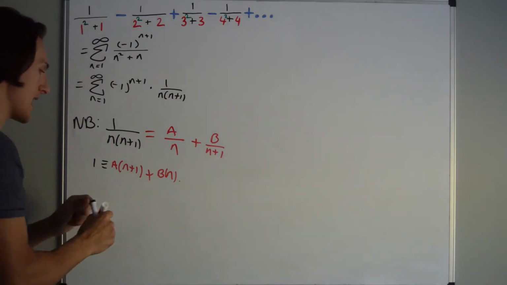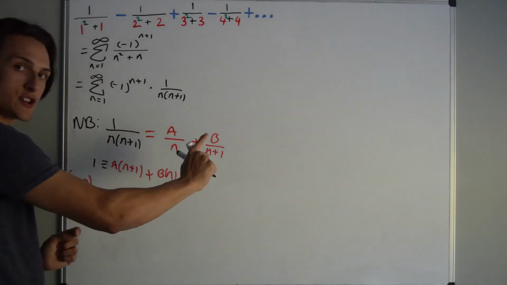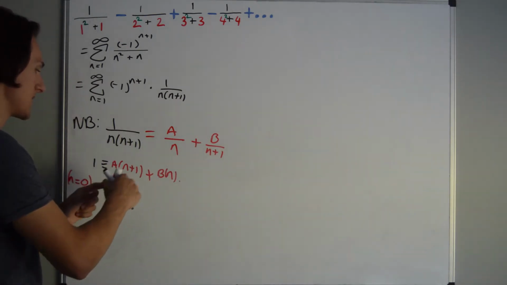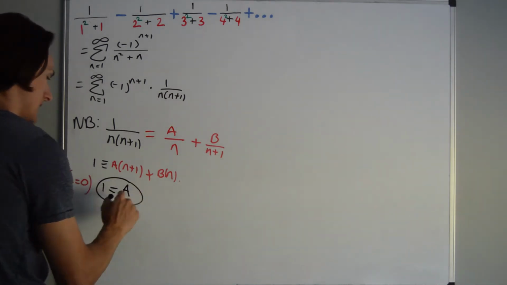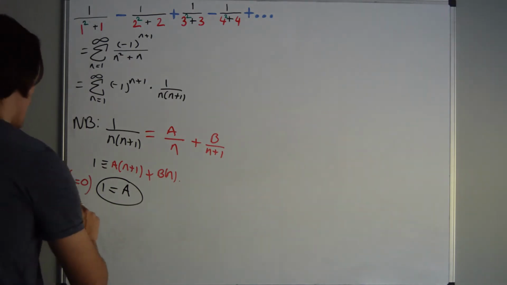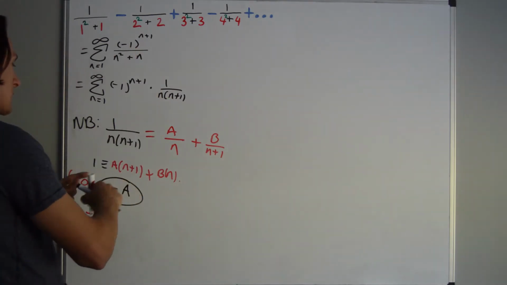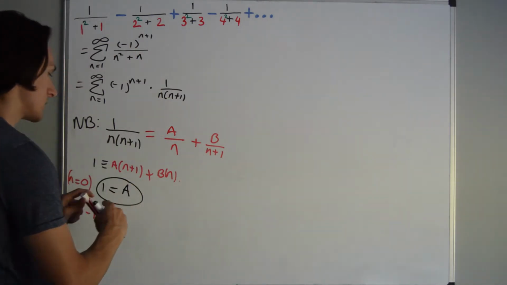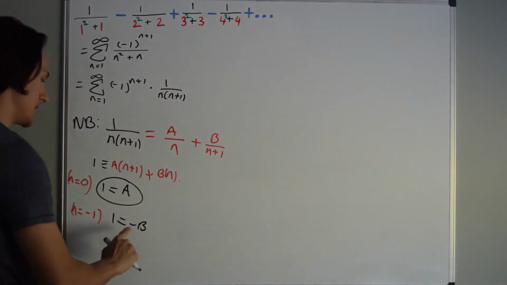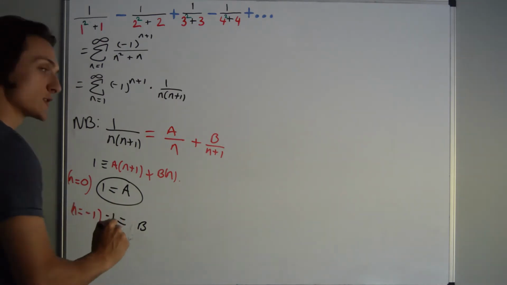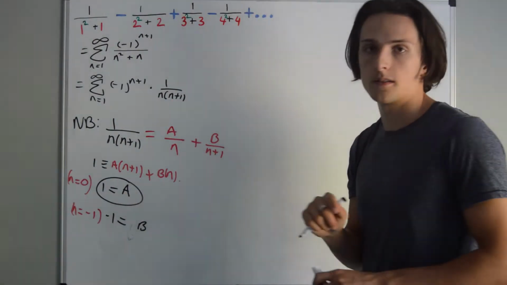Okay, so when n is 0, this term is going to vanish, and we're just going to be left with 1 times a, which is just a, of course. So a is equal to 1. Okay, and then let's say we plug in n equals minus 1. Well, this is going to make the first term vanish, and we're just going to be left with 1 being equal to minus b, or in other words, b is equal to minus 1. So now let's take this and plug it back up here.